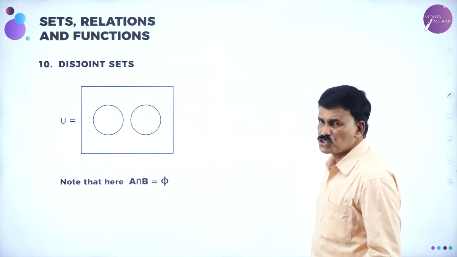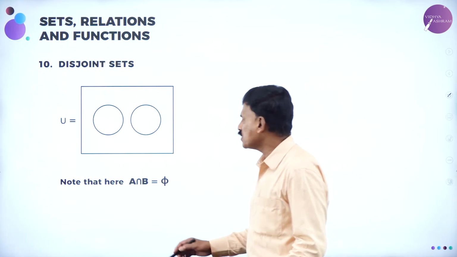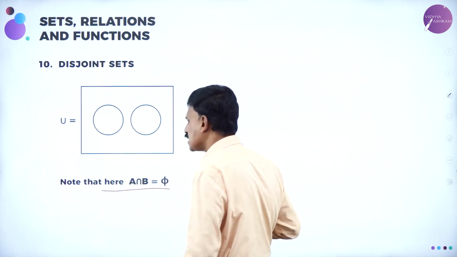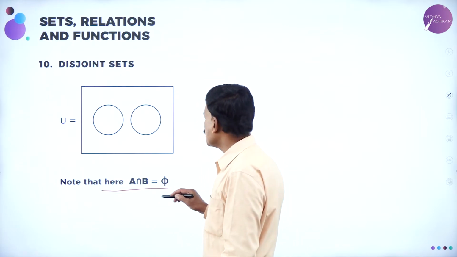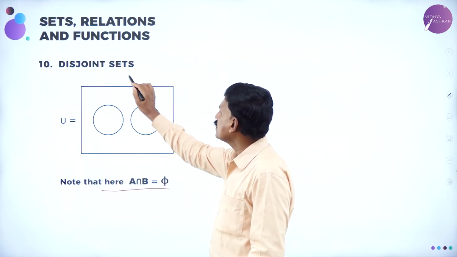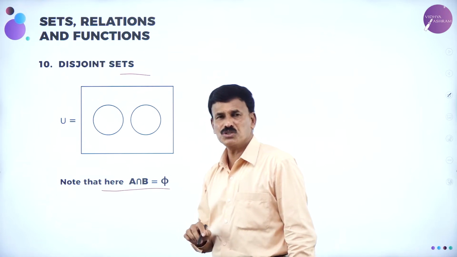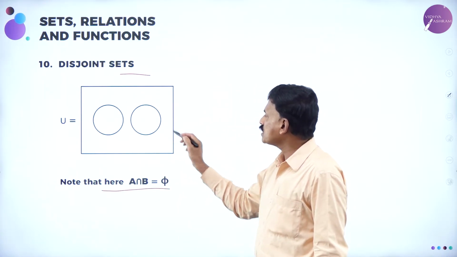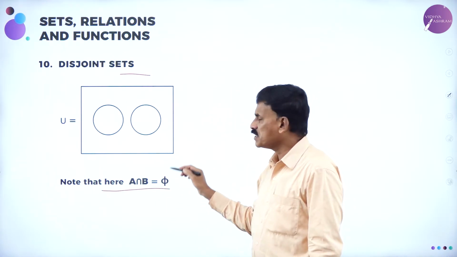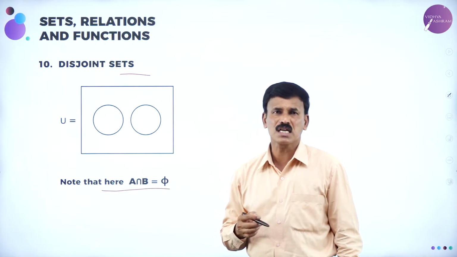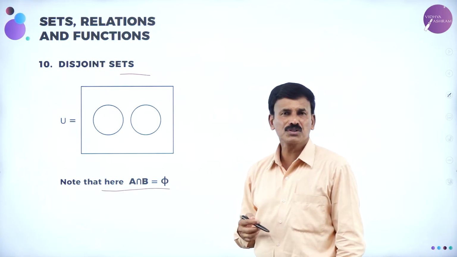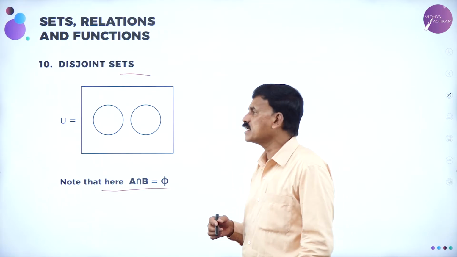Okay. Now, disjoint sets. Disjoint sets mean their intersection is a null set. If there is no intersection, that is, the intersection is a null set, then they can be represented like this. So these two sets A and B are said to be disjoint sets because the intersection of these two sets is a null set. This is how we are going to represent sets in a Venn diagram.